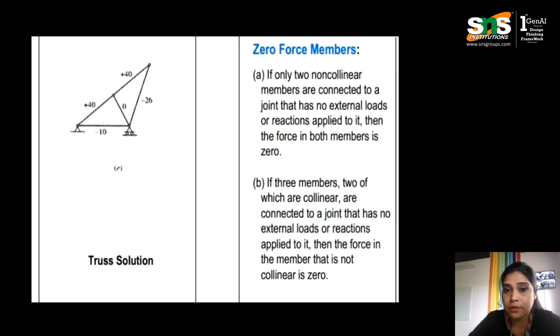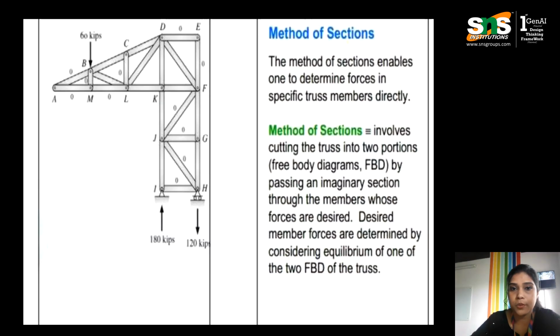So we talked about two non-collinear members. If three members, two of which are collinear, are connected to a joint that has no external loads or reaction applied to it, then the force in the member that is not collinear is zero. This is the case where three members are acting, of which two members are collinear, and connected to a joint that has no external loads or reactions. So the force of that member is considered as zero. Hope you understand.